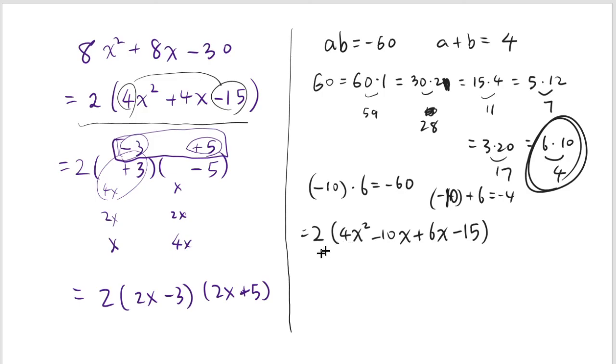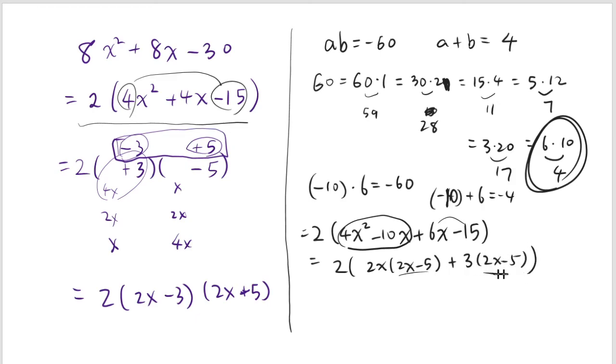And this would be now factored by grouping, so this would be 2x minus 5. This has a common factor of 3, so it's 3, 2x minus 5, and then finally if you factor the 2x minus 5 out, you get 2 times 2x plus 3 times 2x minus 5. So you get the same answer this way, okay?